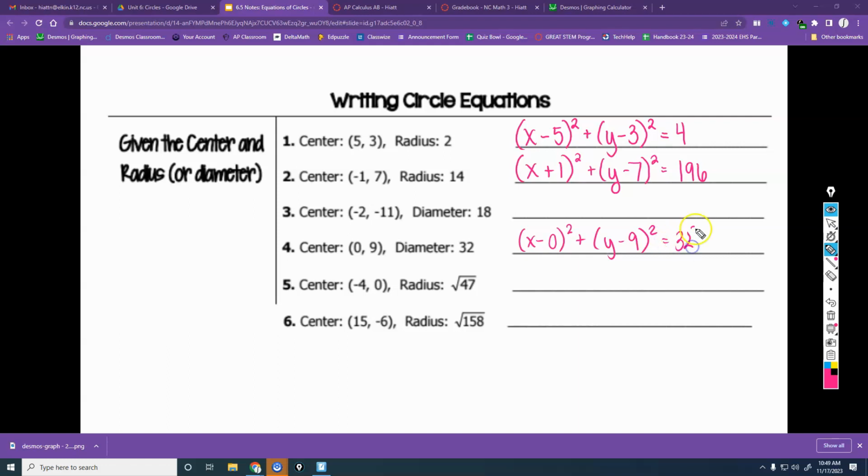I'm just going to put 32 squared right there. And so we can type it in. We'll get a big number, 1,024. We can put that if we want.